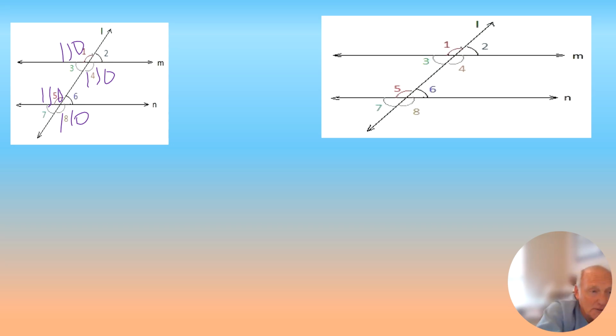Now I've got 180 degrees in 1 and 2. It's a straight line. So let's see if we can run down those. This can be 70, a V 70, a Z 70, another Z 70, V. Z's, V's, and 180 degrees.